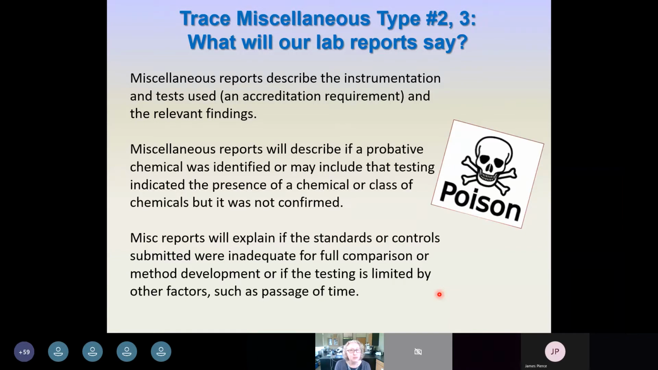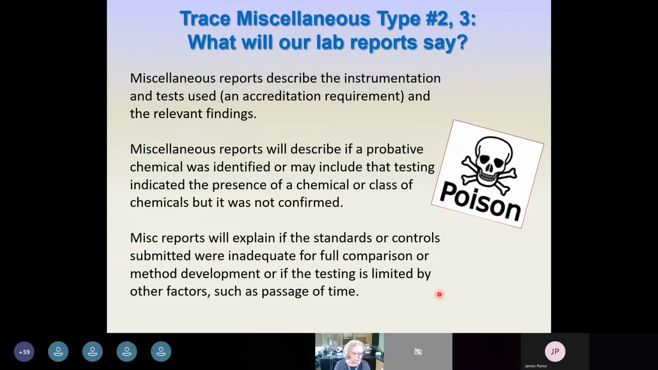Sometimes you'll see us use a little more wiggly room because we have testing results that indicate something is there, but perhaps we don't have a good standard or control to compare it to, and the library reference is just not up to our standards. So we might put some wiggly wording that testing indicated that it was there, but it was not confirmed. That usually means that we have some pretty good results that lead us in that direction, but it just didn't reach a threshold for us to say, yes, 100%, I know that's what it is.